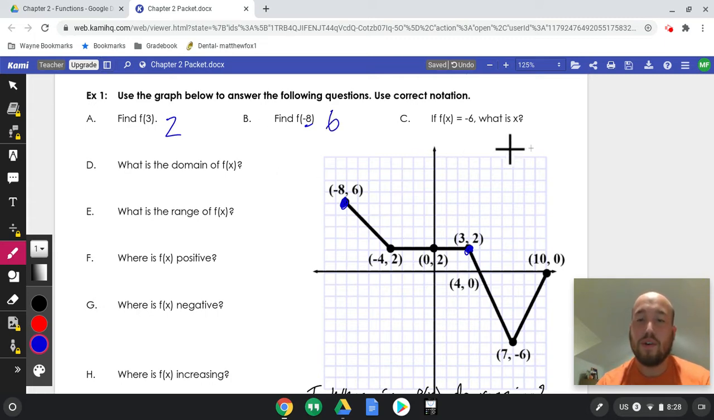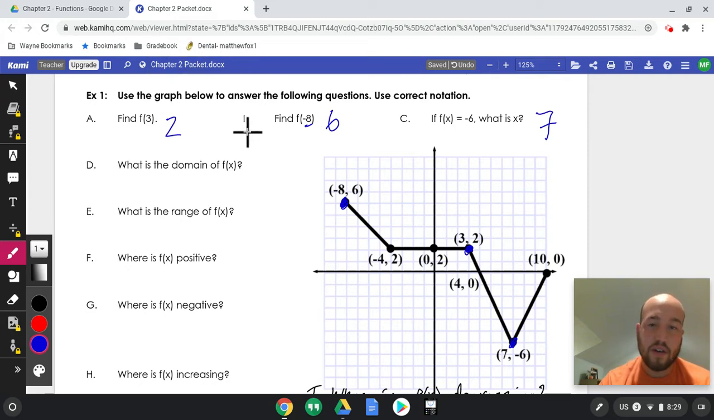Now for this final one, it's kind of the other way around. It says if f of x equals negative 6, then what is the x value that makes that happen? So we look, where is the y value equal to negative 6, which would be down there. So our x value has to be 7.